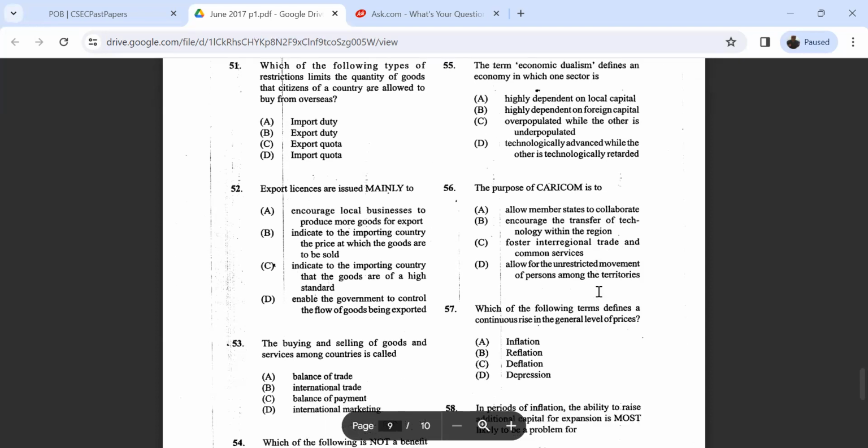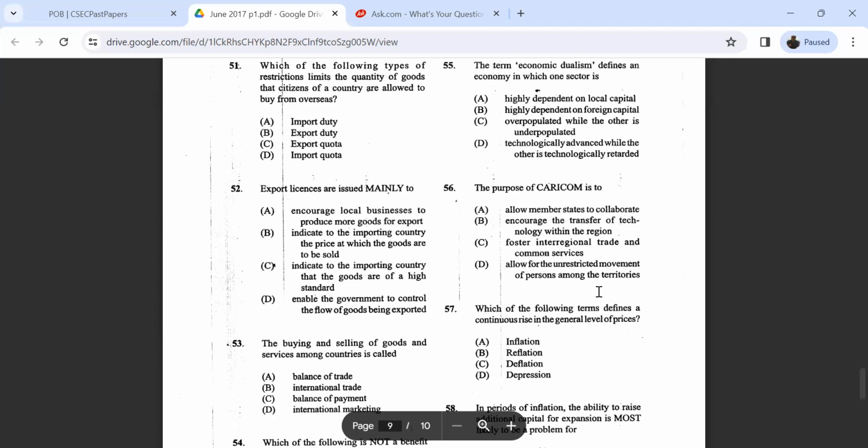Number 52. Export licenses are issued mainly to A, encourage local businesses to produce more goods for export. B, indicate to the importing country the price at which the goods are to be sold. C, indicate to the importing country the goods are of a high standard, or D, enable the government to control the flow of goods being exported. D. I think it's A.